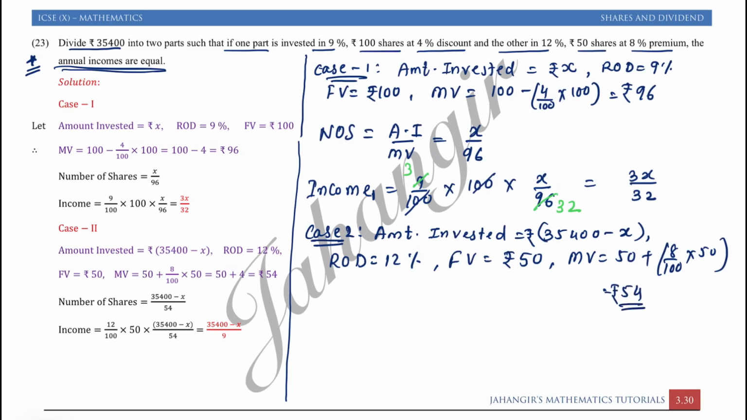Hope you had understood. Here also we will find the number of shares. That is amount invested 35,400 minus X upon market value 54. Now I will find income.